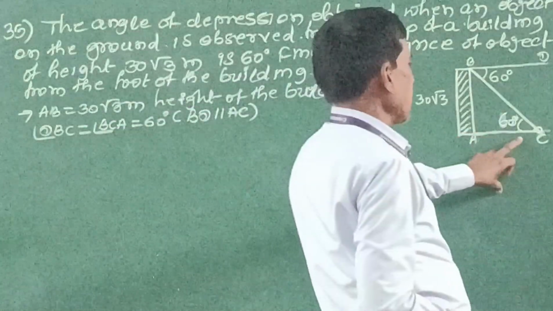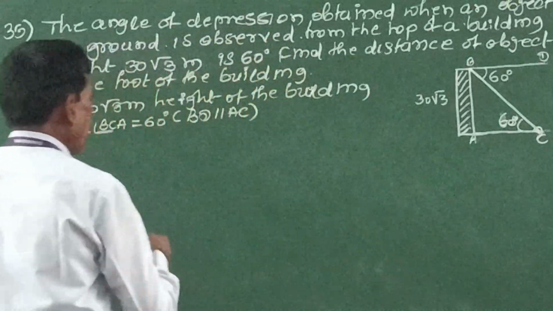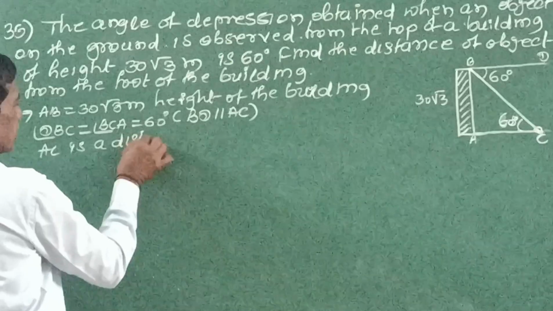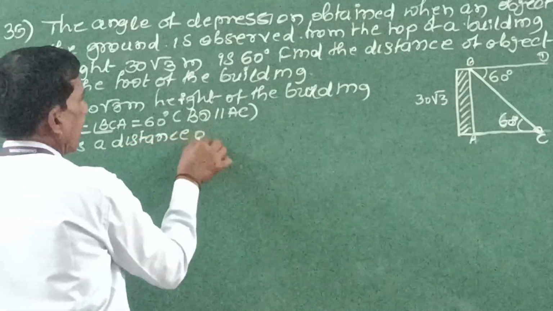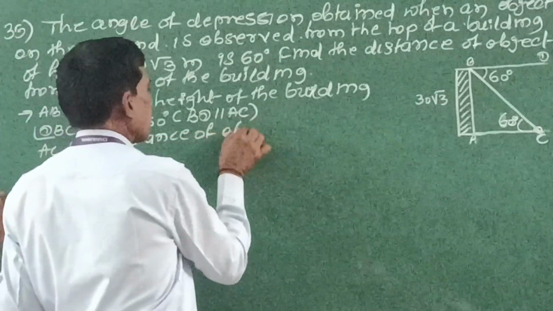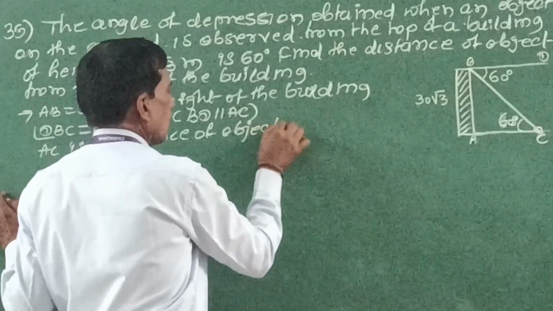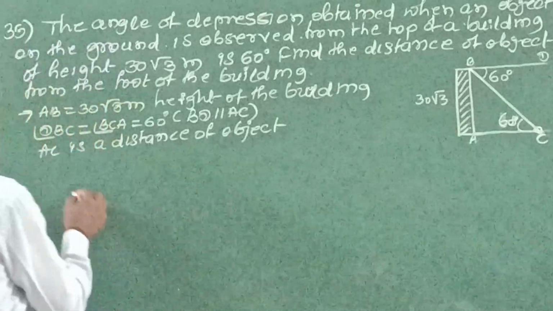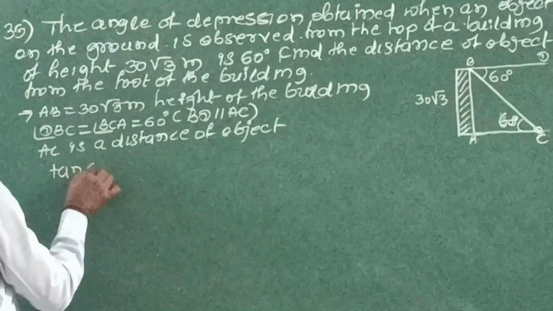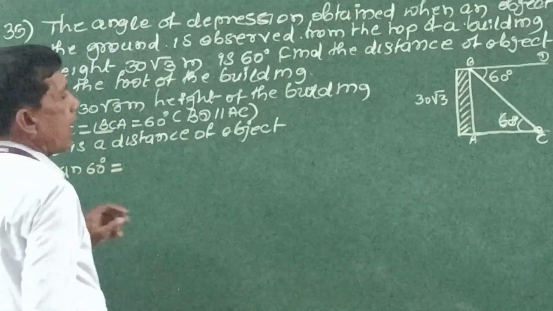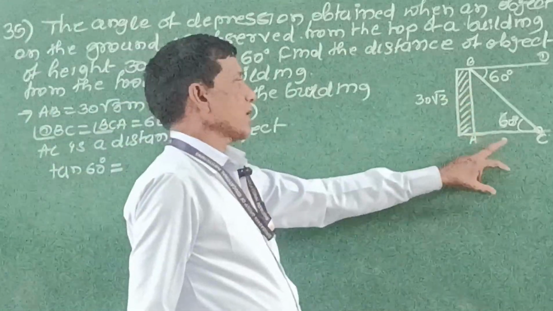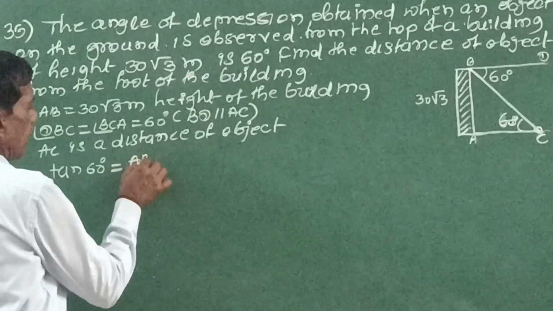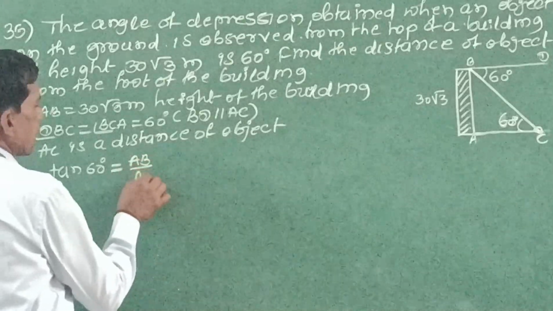Find the distance AC, the distance of the object. So in tan 60 degree, tan 60 degree equals opposite side upon adjacent side. Opposite side is AB, so AB upon adjacent side AC.